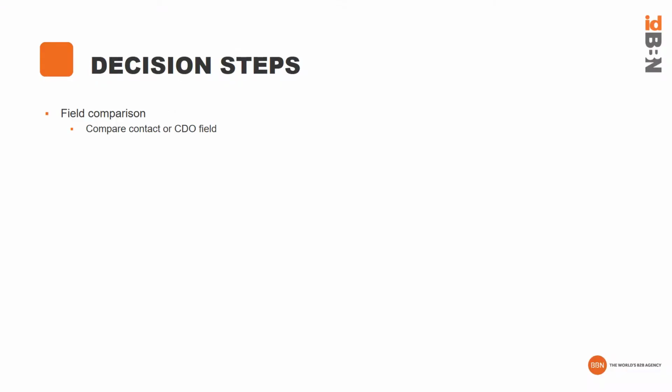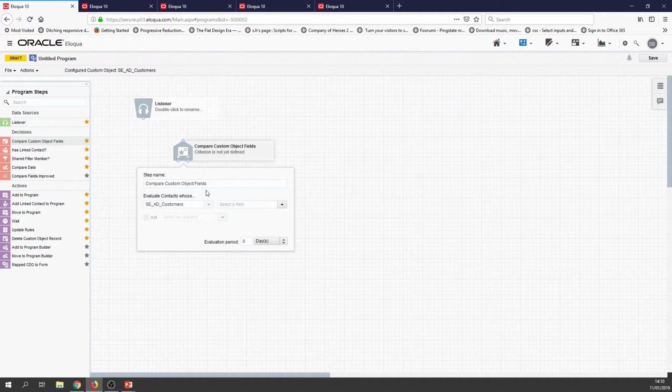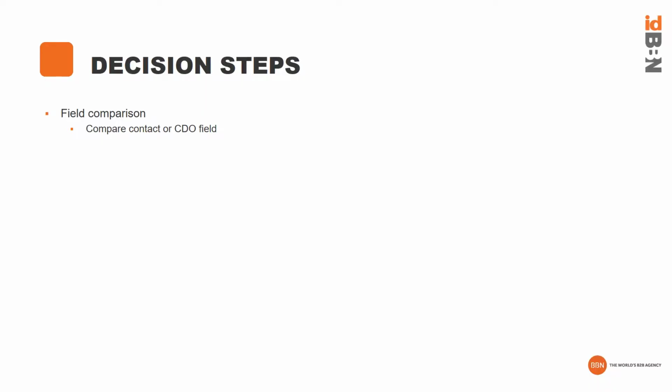We could compare contact or CDO fields. This is a simple comparison. So I could check that, for instance, this customer is exactly customer. And then there's an evaluation period. And that is actually boiling down to how long to wait if the answer is no.